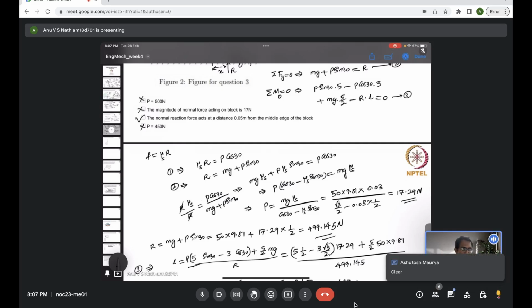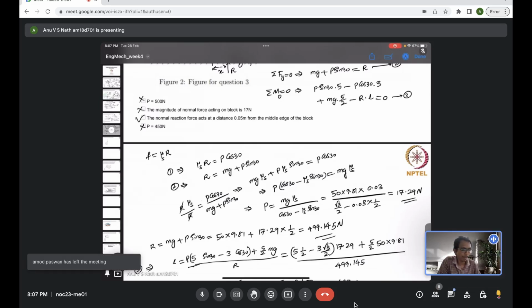So basically we are writing the equilibrium equations and just solving for the unknowns. It's similar to what we have done earlier: the force balance, horizontal and vertical, and moment balance. Just that right now we have one more force, that is the friction force, which has a limiting value equal to the coefficient of friction times the normal reaction. So that's all. I hope this is clear.